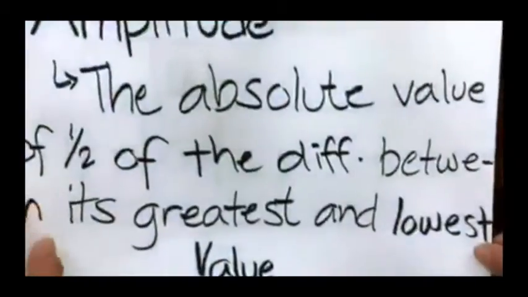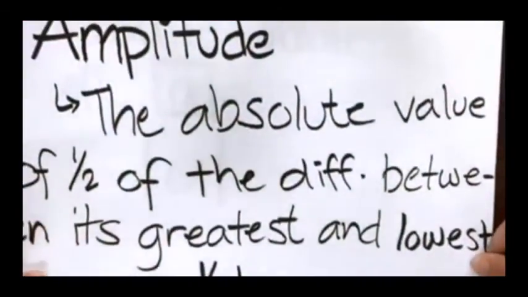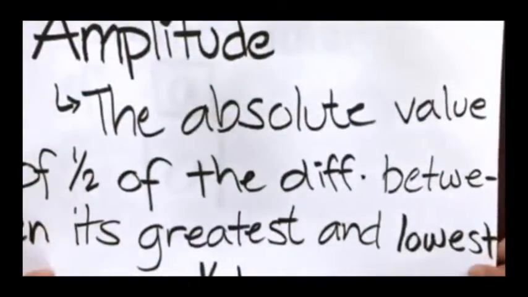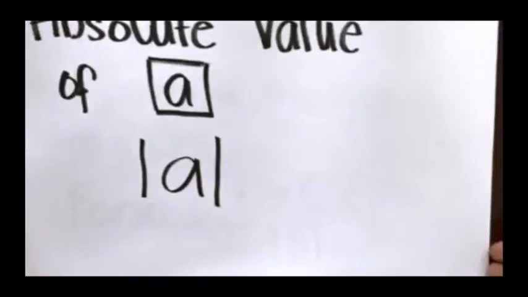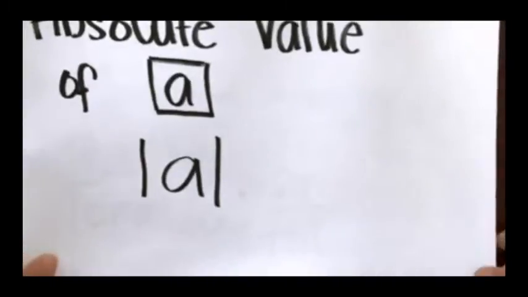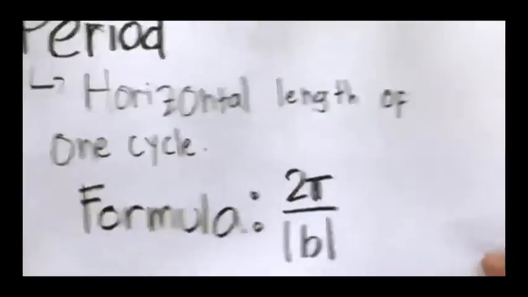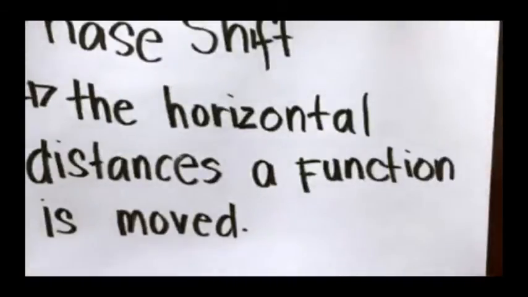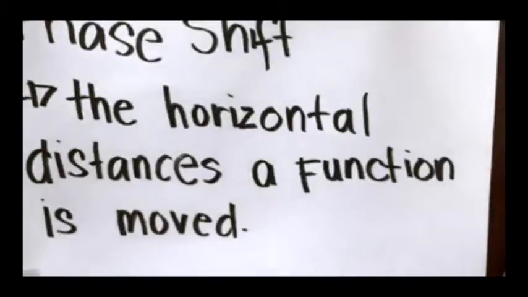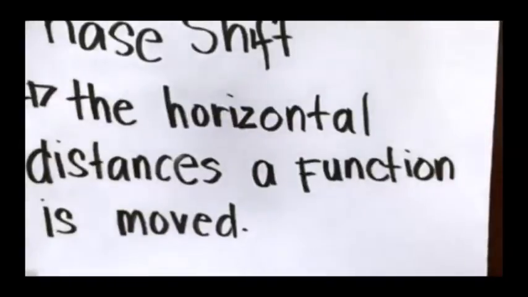First term is amplitude, the absolute value of one half of the difference between its greatest and lowest value. This is the formula for the amplitude: it's the absolute value of A. Period, the horizontal length of one cycle, the formula is 2 pi over the absolute value of B. And lastly, the phase shift, the horizontal distance a function is moved.